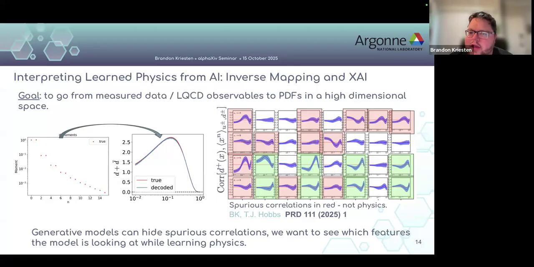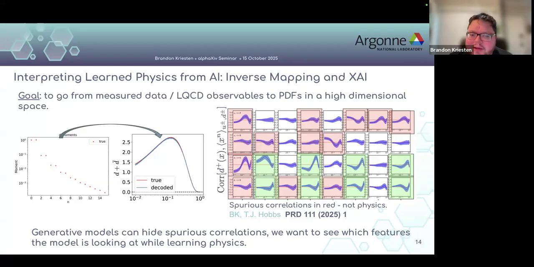latent distribution to the output. So the Pearson correlations are linear correlations between two variables. In this case, we chose them as the x dependence of the PDF and the various different moments. So for the case that I'm showing on the right, we looked at the d plus d bar combination of the parton distribution functions and compared them to the moments of the u plus u bar, u minus u bar, d plus d bar, and d minus d bar moments, and looked at the Pearson correlations across all of these.